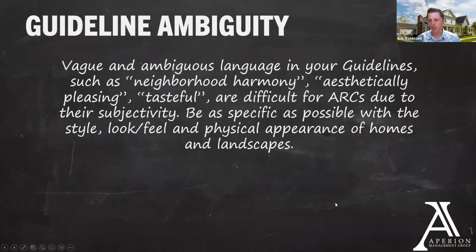So I want to talk a little bit more about this, and hearkening back to the language that I asked everyone to note earlier. This is a really good example that I see in a lot of sets of design guidelines that to me is very ambiguous. Vague and ambiguous language in your guidelines, such as neighborhood harmony, aesthetically pleasing or tasteful, that kind of language is extremely difficult for architecture review committees to review due to its subjectivity.